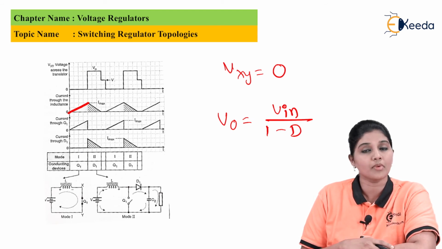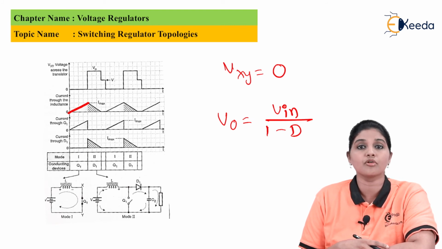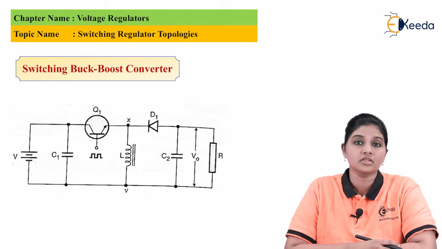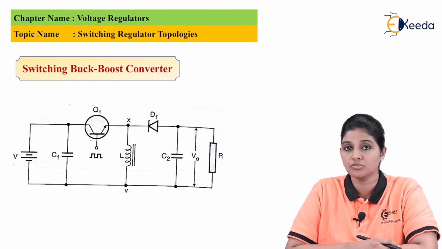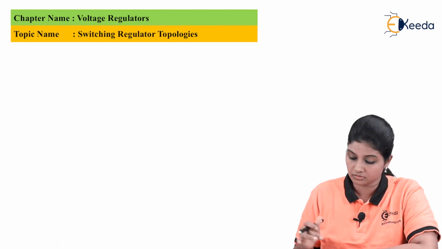Also, a large value of capacitor is required, and that is considered one of the disadvantages of this type of switching regulator. Now let's move on to the third type of switching regulator, that is nothing but the switching buck boost regulator. This regulator has three modes of operation. So let's understand the operation with the help of the waveform.